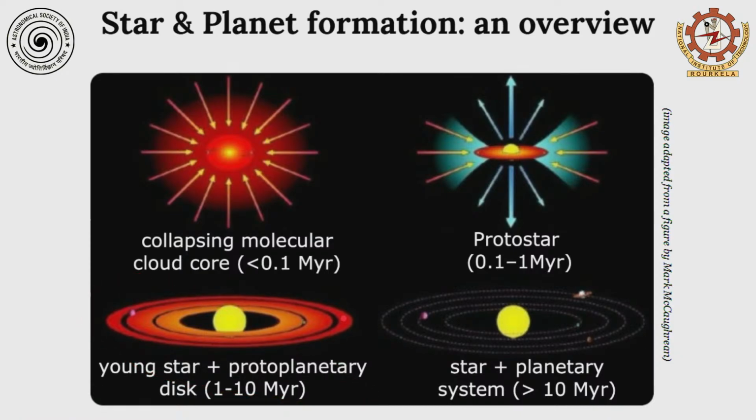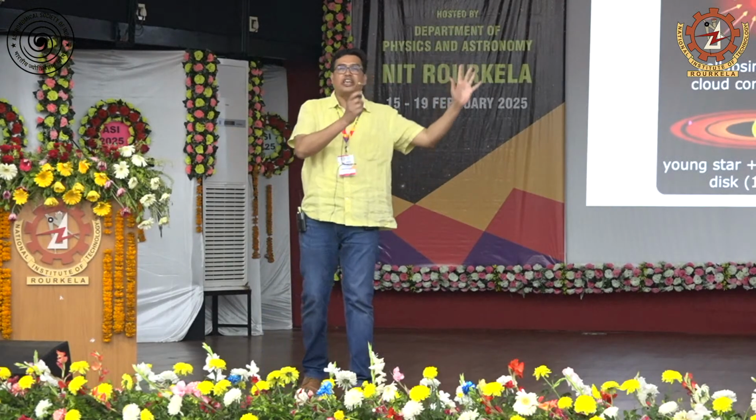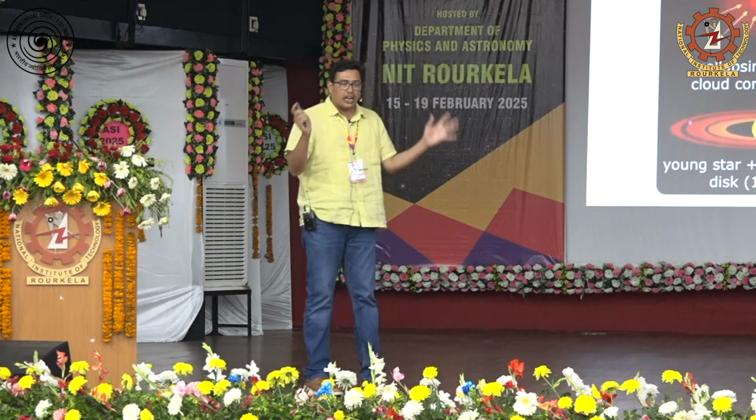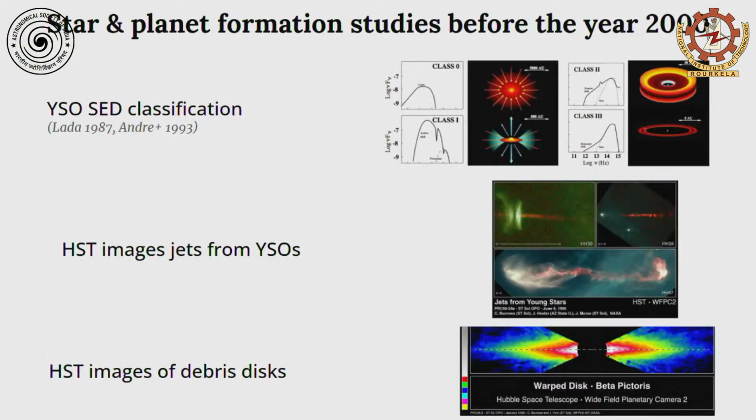These disks are the birthplace of planetary systems, and we call them protoplanetary disks. Eventually the disks also dissipate by forming planets and due to the effect of other dispersion mechanisms, and you have a main sequence star and a mature planetary system like our solar system. So these are the main evolutionary sequence, the way we understand star and planet formation.